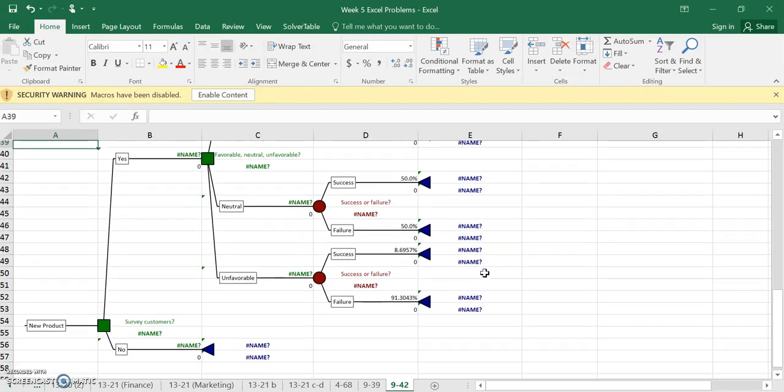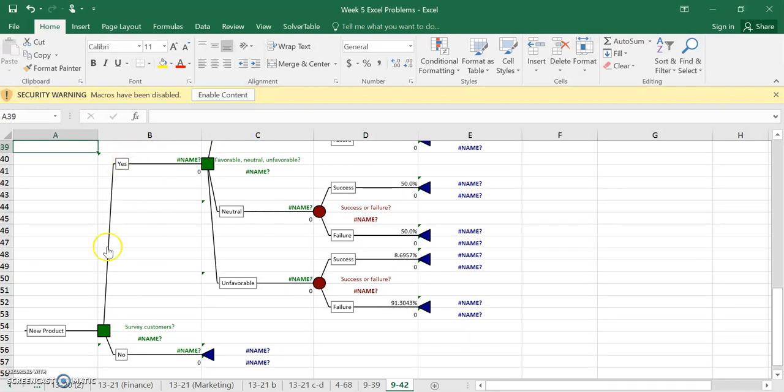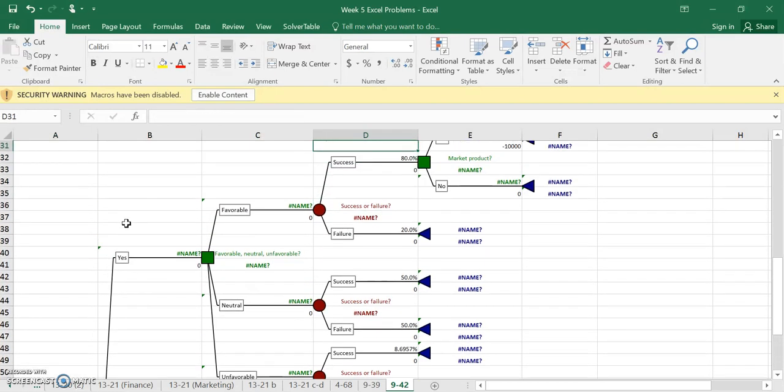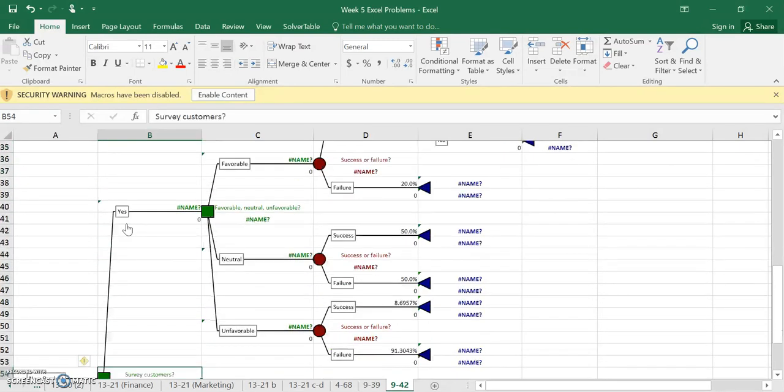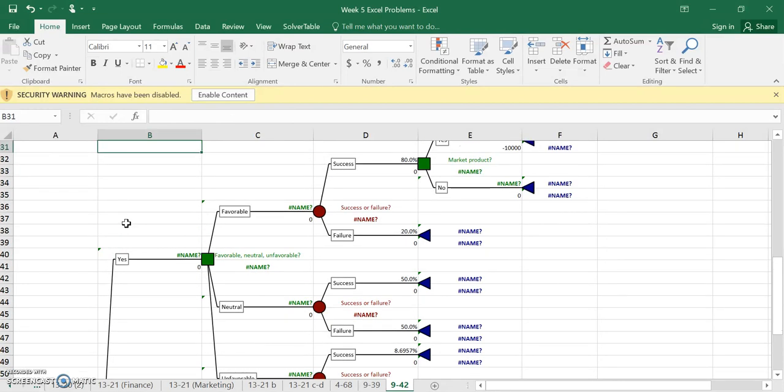Okay, so she did a good job in realizing that the first decision she had to make was: do you survey the customers? Remember, when you do decision trees, you've got to make the decisions in the same order that the company would receive the information. So she got the first one right. But after that, she has all the right steps in here, but they're just not in the right order. And they don't necessarily have the right labeling.